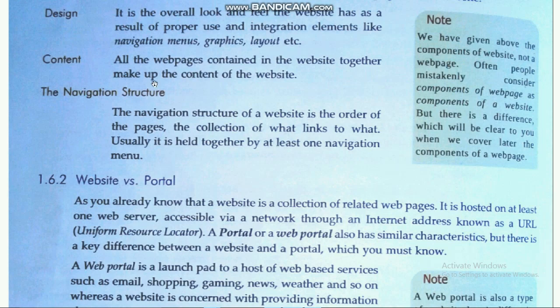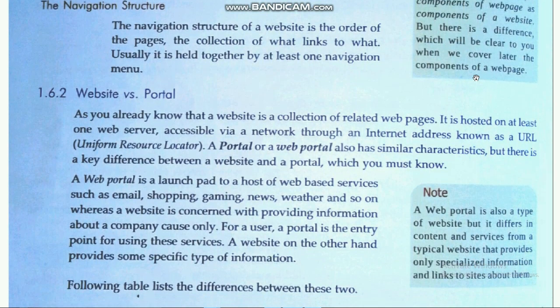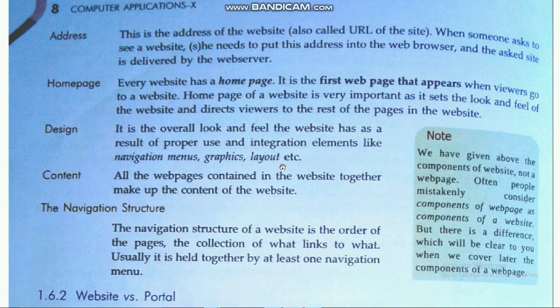These are the components of a website, not a web page. Often people mistakenly consider components of web pages to be components of a website, but there is a difference which will be clear in the coming sessions, when we design the web pages. Then we will come to know what the components of a web page are, like tag, font color, and gradually we will learn in the coming sessions. These are the parts of a website: address, home page, design, content, and the navigation structure, not the content of a web page.